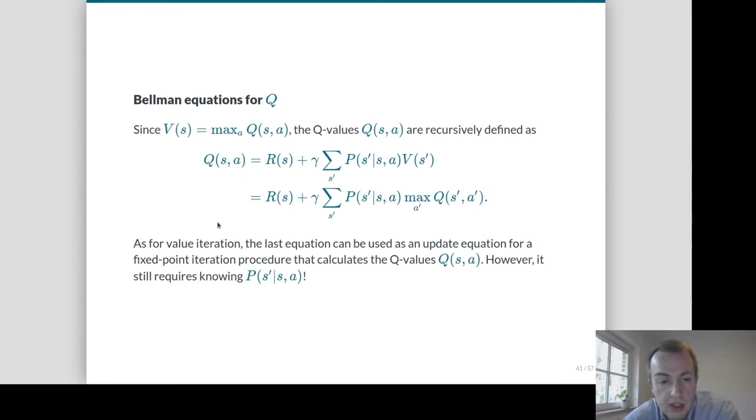right? So as for value iteration, that last equation can be used as an update equation for a fixed point iteration procedure that then would calculate the Q values. However, we still have the same issues. If we wanted to do that, we would have to know this transition model, which is there in the middle of the equation. And that's something we don't want to do. But if we had access to it, we could similarly run a fixed point iteration procedure almost identical to value iteration, but to compute these Q values.